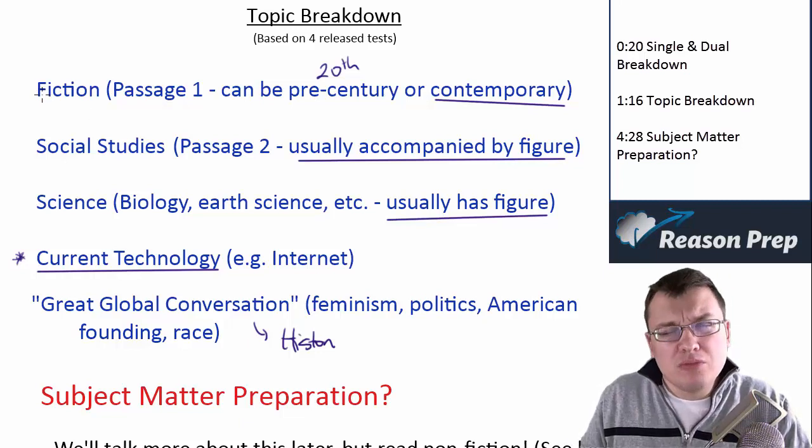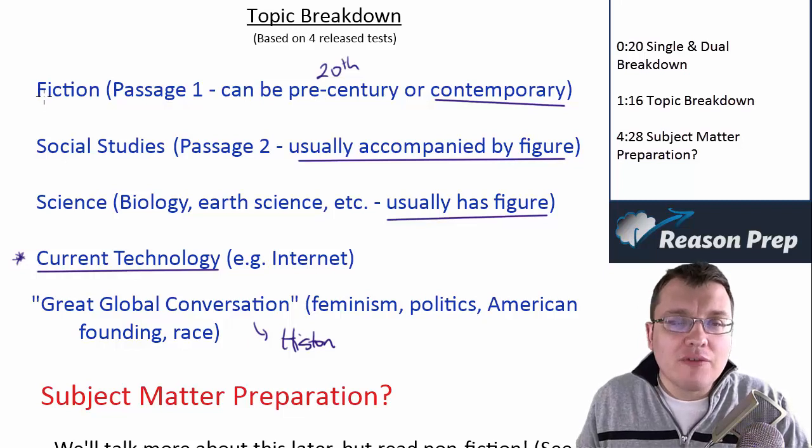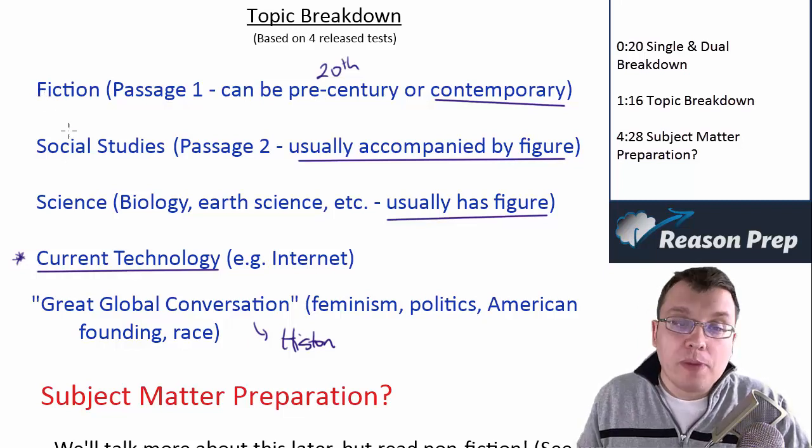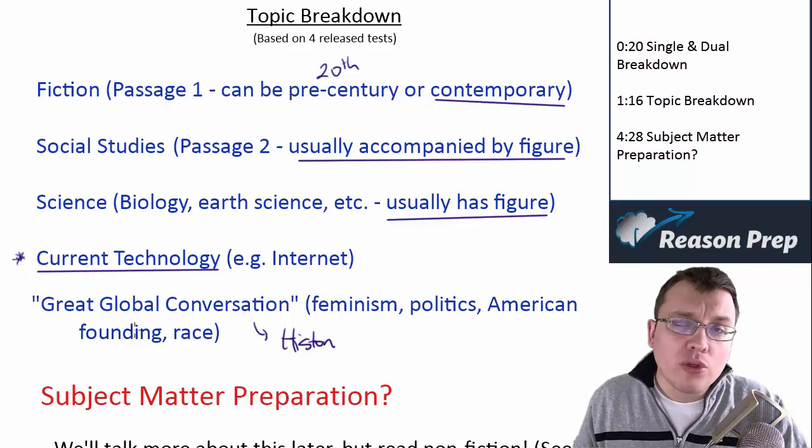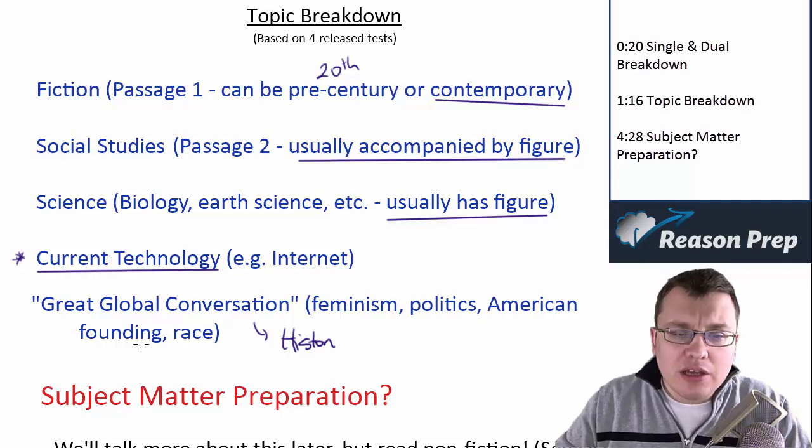The dual passage really could be any of these, with the exception of the fiction passage. You're never going to have, I should say never, but most likely are never going to have a dual fiction passage. And usually it's going to be one of these, like the current technology one or the Great Global Conversation. It really depends.